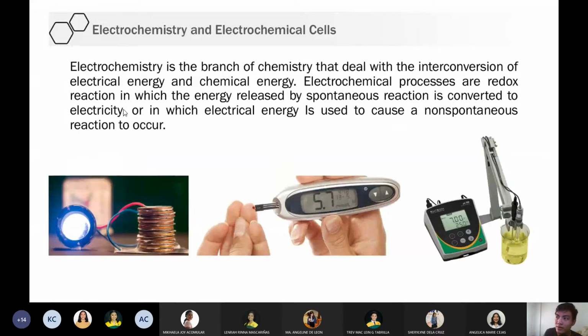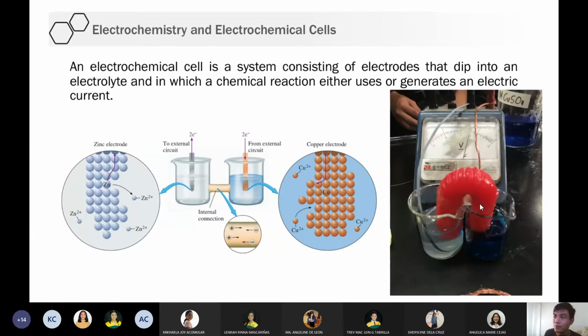So, in electrochemistry, we usually encounter electrochemical cells, no? Okay? So, ito yung mga uri ng electrochemical cells natin, yung mga devices na yan mismo. But in simplification, ganito yung general na itsura niya. And itong picture sa kanan, this is my experiment with my students in engineering before, no? Okay. So when we have electrochemical cells, it is a system that consists of electrodes that dip into an electrolyte in which the chemical reaction either uses or generates electric current.